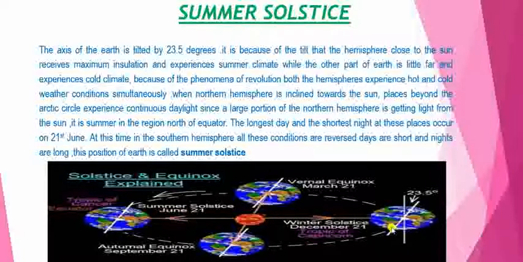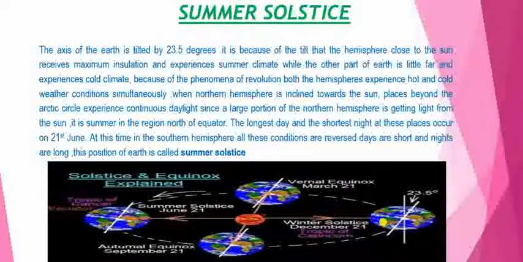We have the longest day in the southern hemisphere and the shortest night. At the same time in the northern hemisphere, we have longer nights and short days. This position, on 22nd December, has the biggest day in the southern hemisphere and the shortest night. This is called the winter solstice.